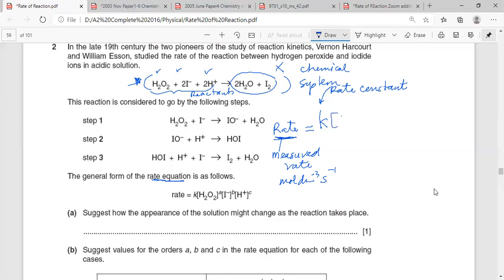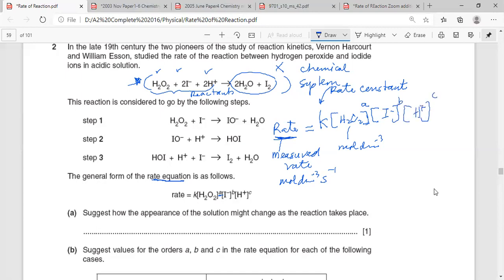So you put H2O2 here. We don't know how the concentration affects the rate, so you put A here. And the concentration, remember this is very important, is in moles per dm cubed. Normally you use moles per dm cubed because it's all equal, unless it's pressure, then it's atmospheres. There's one question in terms of atmospheres, mind later. And of course, you have your I minus with B, and the concentration of H plus, which is C.